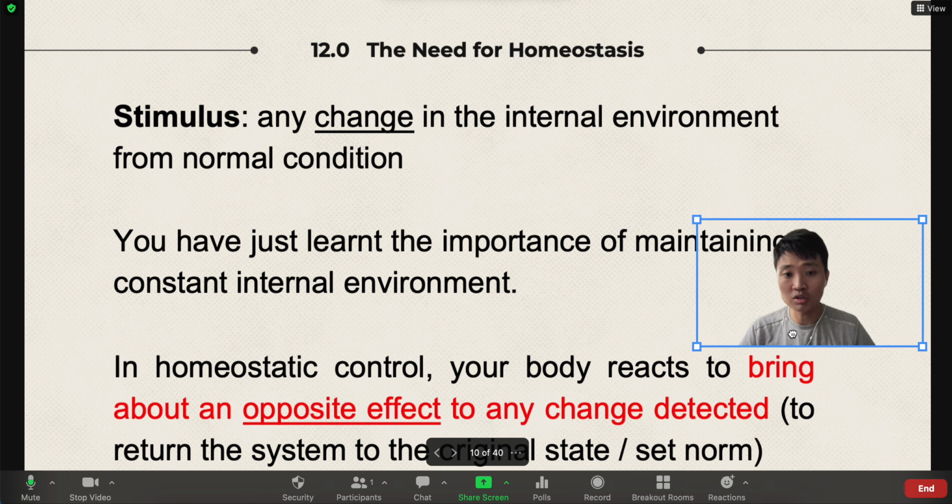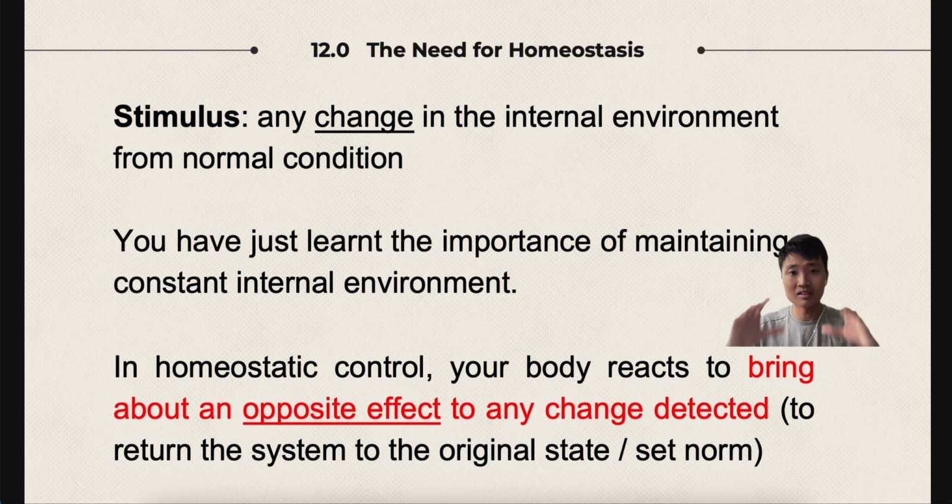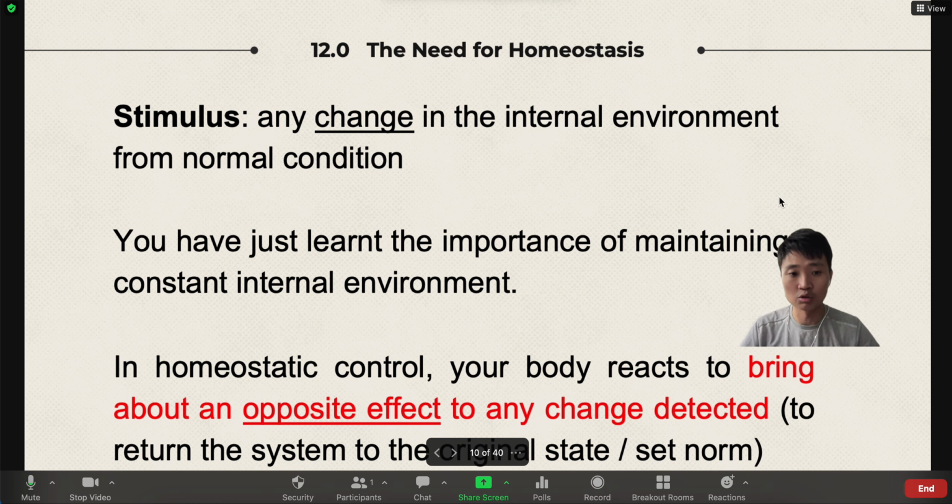In homeostatic control, your body reacts by bringing an opposite effect to any change detected so that the system returns back to normal. For example, if your blood glucose level is normal and suddenly increases, then homeostatic control has to bring it back to normal. Or if it decreases, you need to increase it back to normal. This is called homeostatic control. The body reacts with an opposite effect to any change detected.